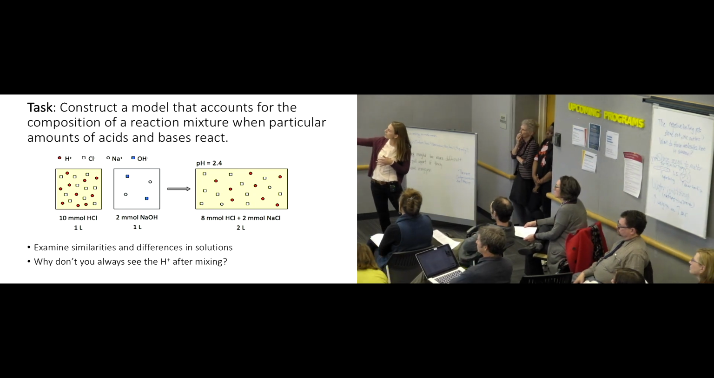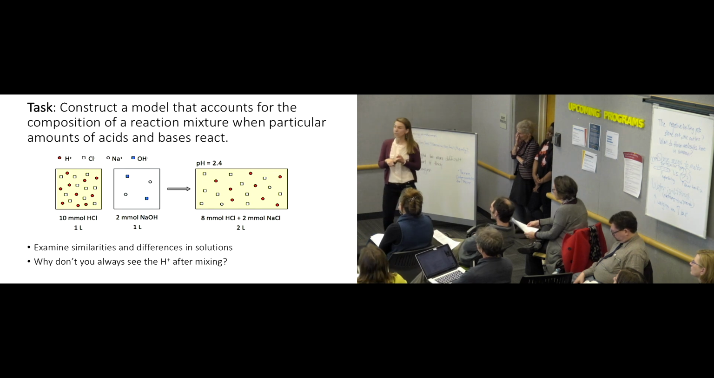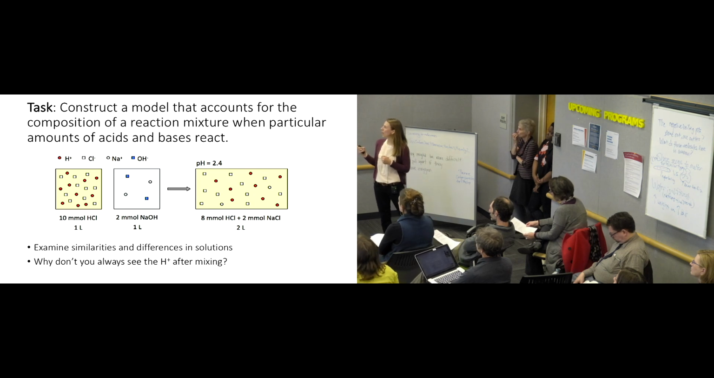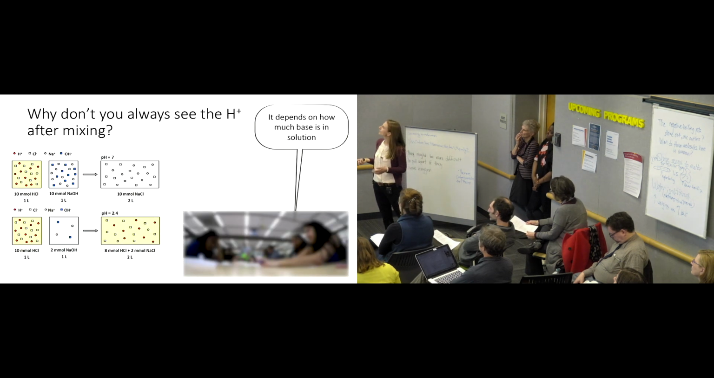And in the cards, the NaOH, that's the base, varies in terms of its amount and in terms of its volume. And then students can see what shows up in the reaction mixture. They've been asked to examine the similarities and differences that they see in the solutions. And then one prompt asks them, okay, well, think about sometimes those red dots, the H+, shows up in the final reaction mixture, and sometimes you don't see it. So why is that happening?